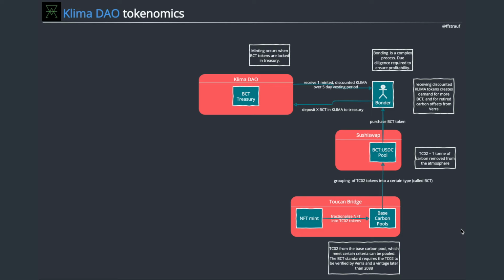They actually take these real world carbon offsets and turn them into NFTs, and these NFTs are then fractionalized based on tons, right? So one of these BCTs, as the name suggests, is one ton of carbon removed from the atmosphere, and the BCT is just a specific classification of these. So we get all these BCT tokens, and they're available on SushiSwap and can be purchased, and this flows into the Klima DAO treasury. So the idea is, with this bonding mechanism, they create demand for all this to happen downstream.